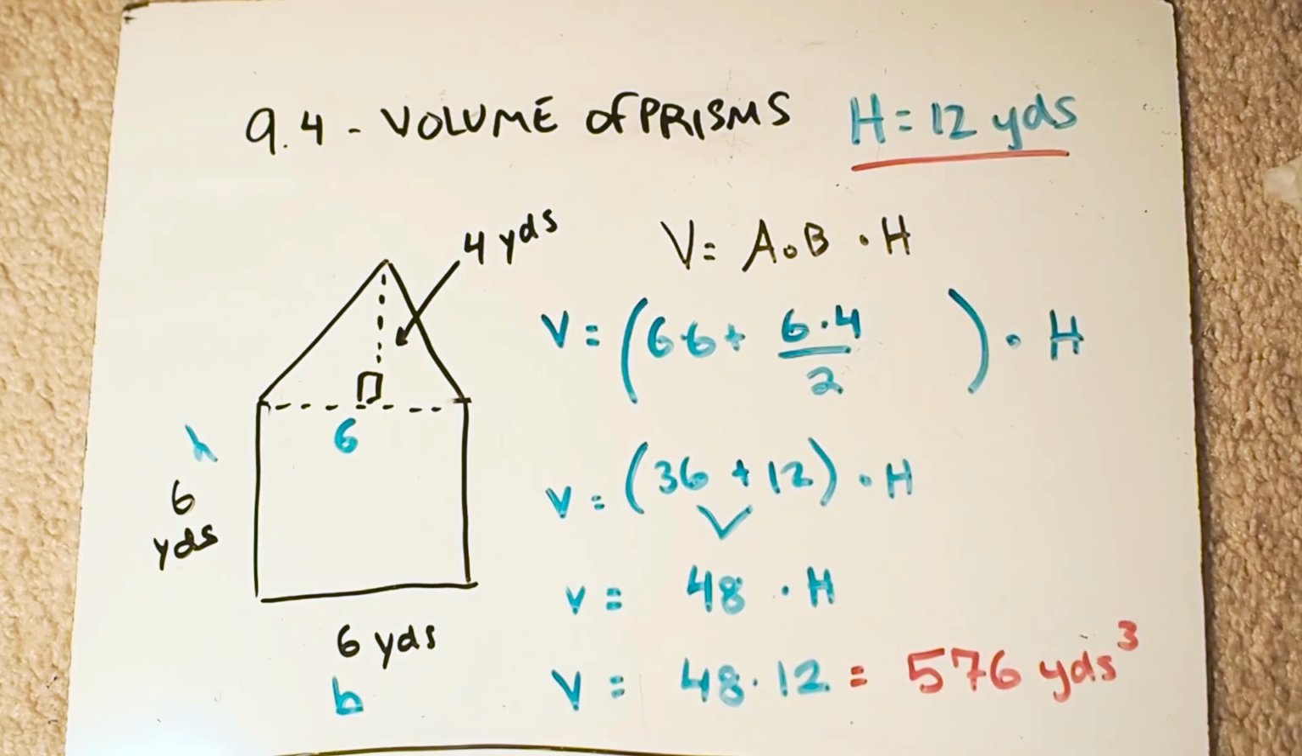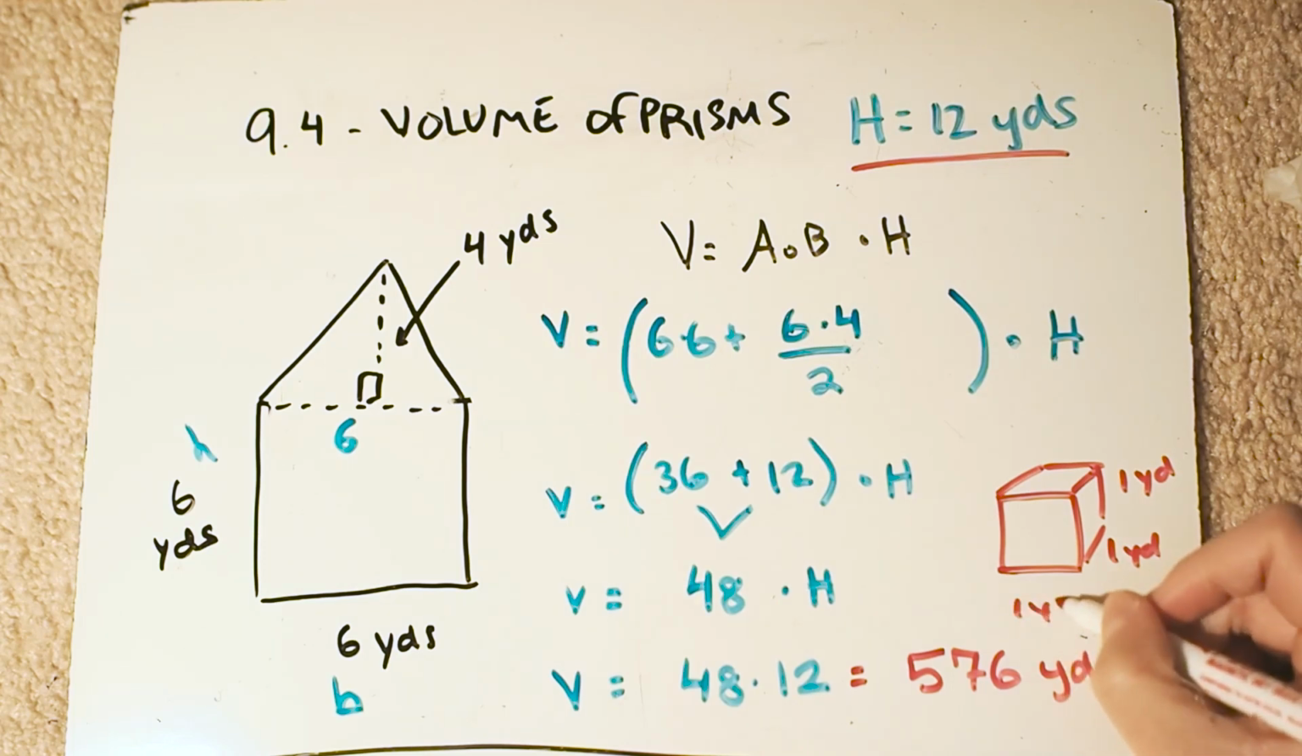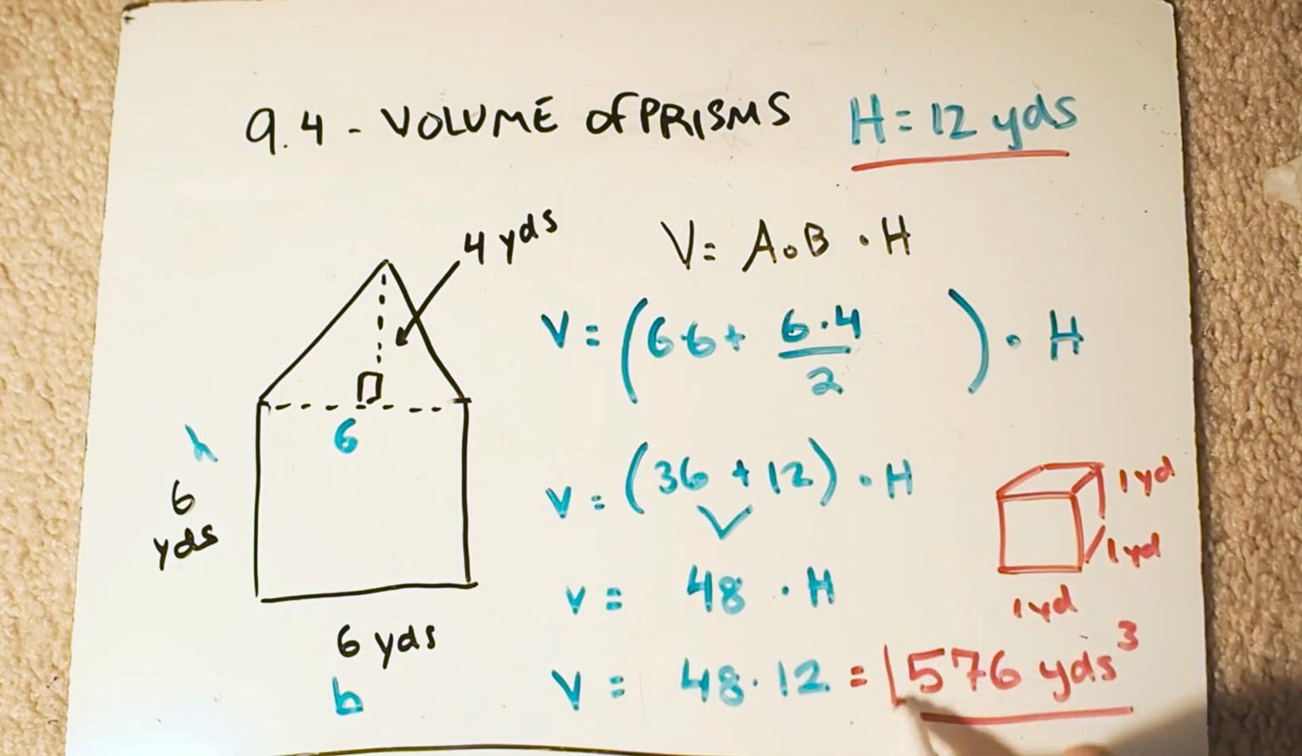Again, what that means is if I took a cube that was 1 yard tall, 1 yard deep, and 1 yard wide, I could fit 576 of them inside this prism, which you don't see in 3D, this is just a picture of the base.